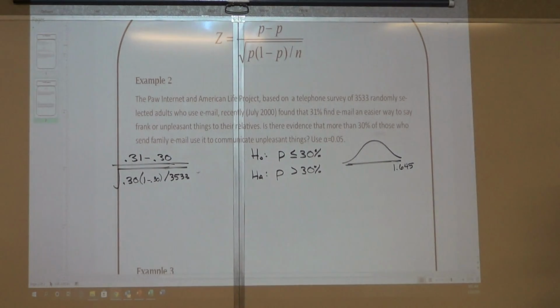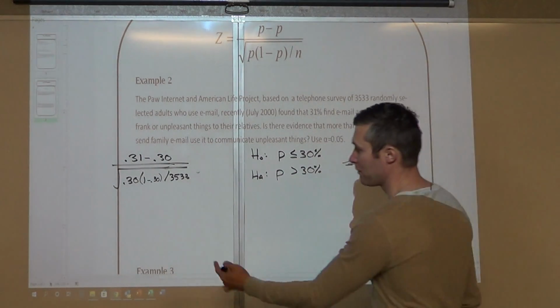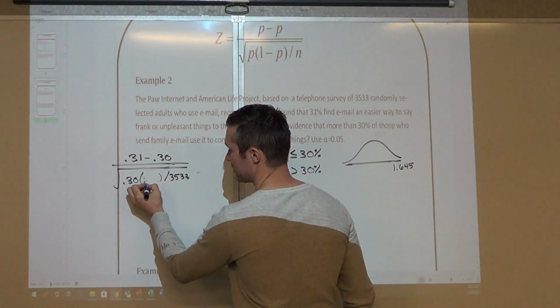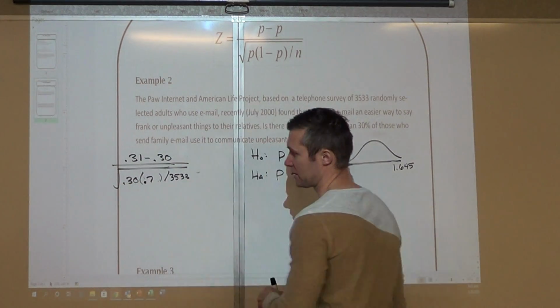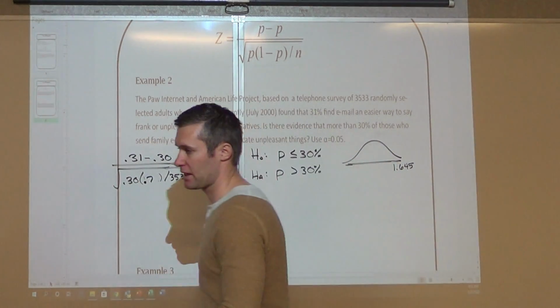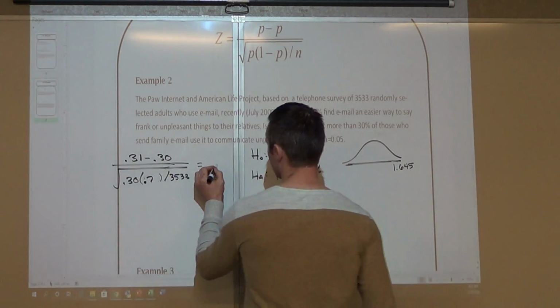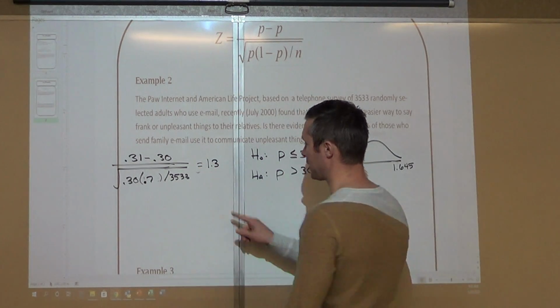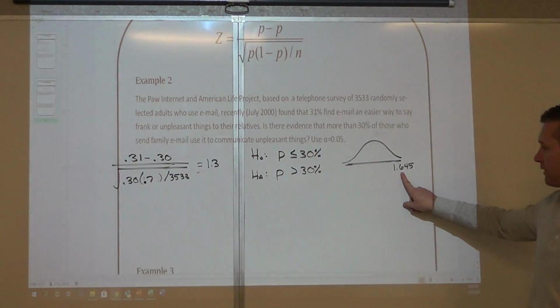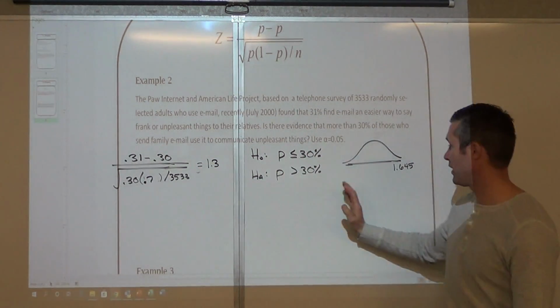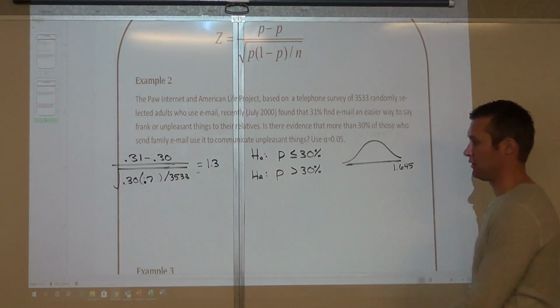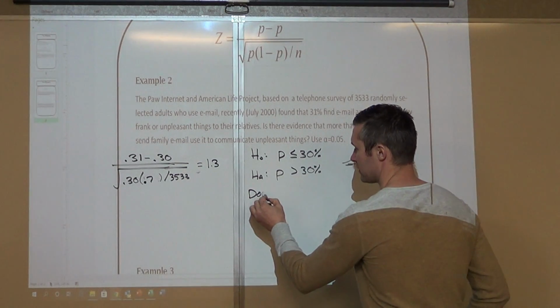Now, again, I just point out to you, 1 minus 0.3, that's 0.7. So that's what I put in. When you get that, that is equal to 1.3. So I compare this value to this value. Is this value greater or to the right of this value? No, so we do not reject.